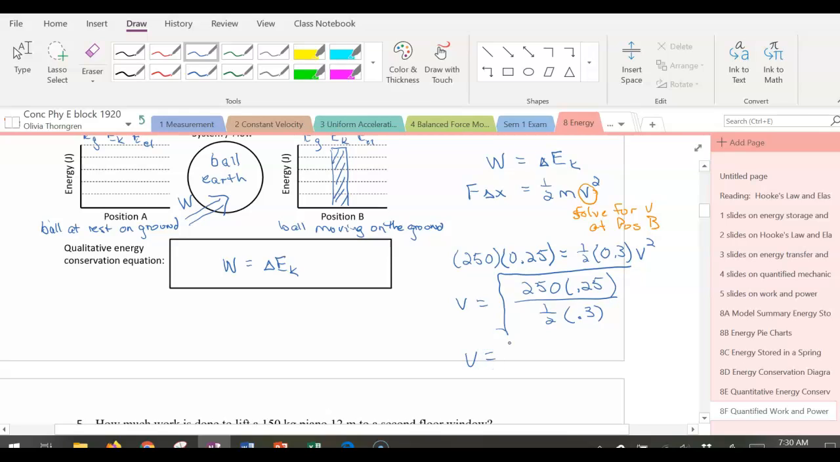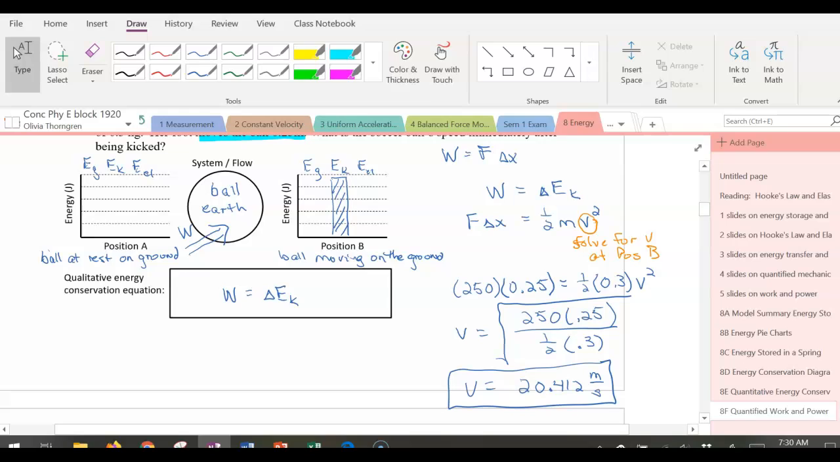Okay, and let's see what we've got here. And we get 20.412 meters per second. So in this situation, we had information about the force and the displacement, and so we could use this formula here to calculate the work.